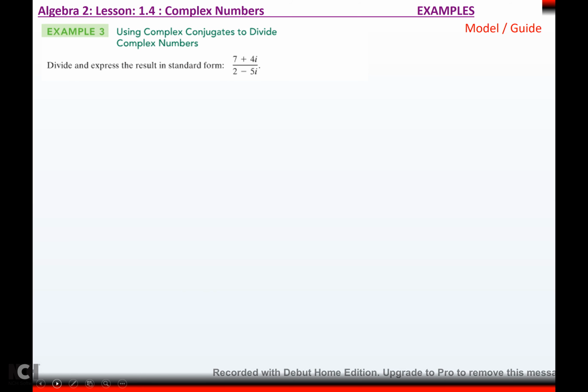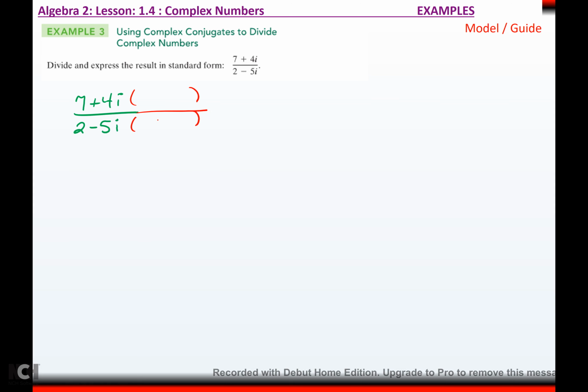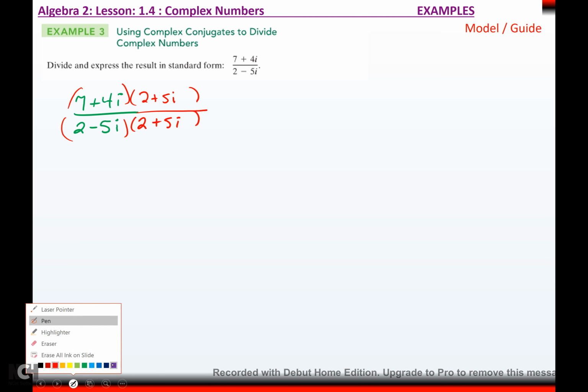Alright, so here we go. It says divide and express the result in standard form. You can't do that division. So what you do to make that dude that made up this rule happy is say, alright, I can't divide, but I can't leave an i in the denominator. So I'm going to multiply the top and the bottom by the conjugate of the bottom. Because we just saw that when you multiply conjugates, the i disappears. The conjugate of 2 minus 5i is going to be 2 plus 5i. And now you're just right back to multiplying. It's just you got to do 2 problems. Once on top, once on bottom, and then simplify.